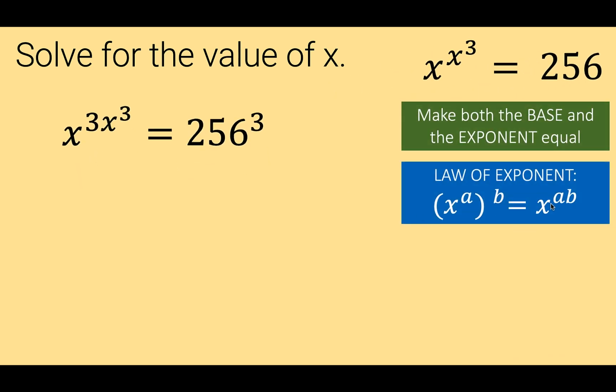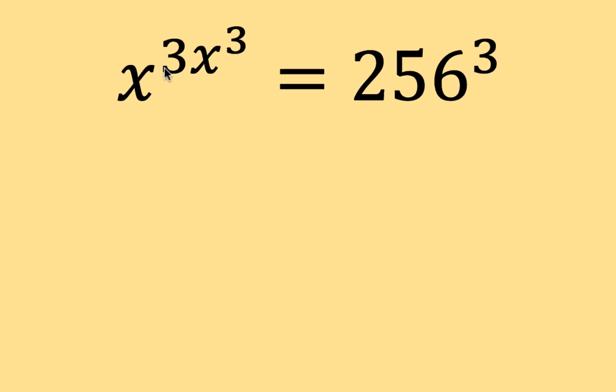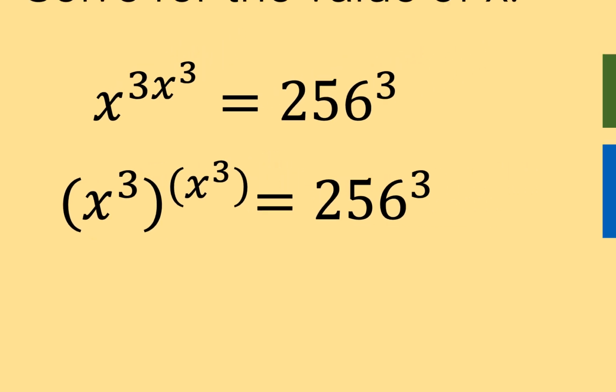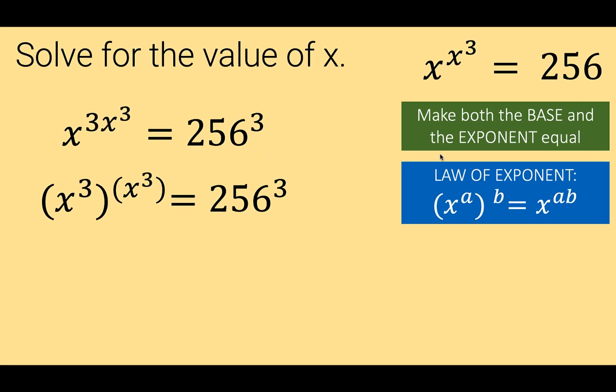Now, applying the converse of this law of exponents, if we have x raised to a times b, that is equal to the quantity x raised to a, all raised to b. So here, you can think of 3 as our exponent a, and you can think of x cubed as our b. That can be written in the form the quantity x raised to the third, all raised to b, and our b here is this x cubed. The right side is just copied. So notice now that on the left side, we have x cubed as the base and x cubed as the exponent. And that is precisely what we mean by this statement: make both the base and the exponent equal.